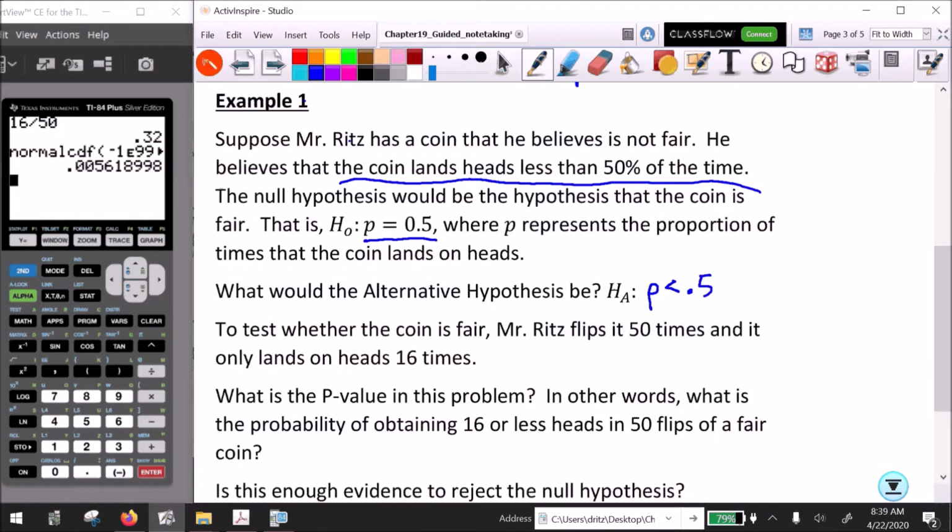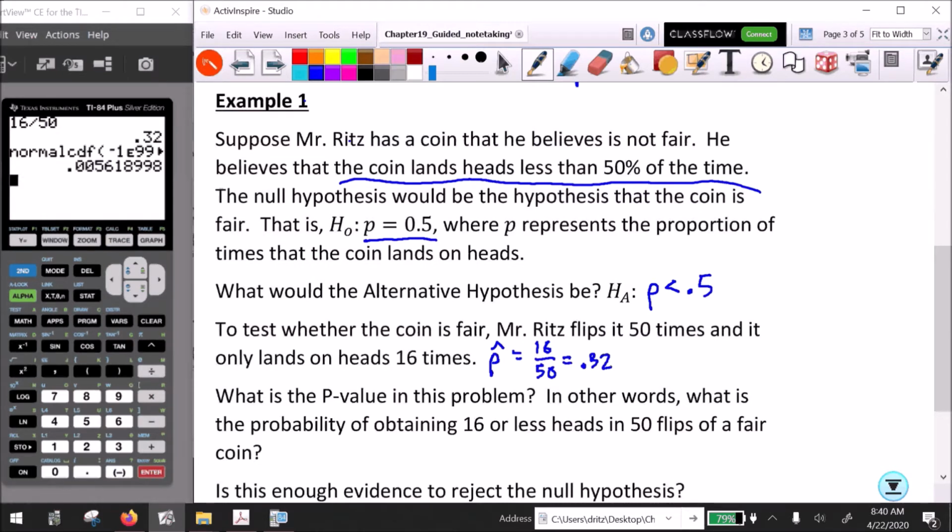So to test that, I decide to flip the coin 50 times. To test whether the coin is fair, Mr. Ritz flips it 50 times, and it only lands on heads 16 times. So in our little experiment there, our sample proportion, 16 flips landed on heads out of 50 flips, is 32%. Is that rare enough of an occurrence for us to assume that this may actually be an unfair coin?